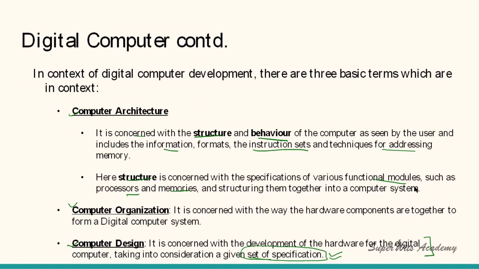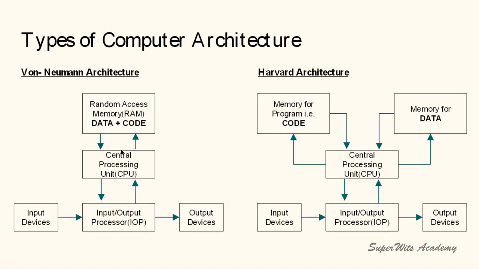As we know that there are certain specifications, and on the basis of these specifications you actually go and define the architecture of the system. That's the important part. So here we have two different architectures which are listed. One is the von Neumann architecture, which is very popular, which is a stored program kind of system, whereas another one is the Harvard architecture.